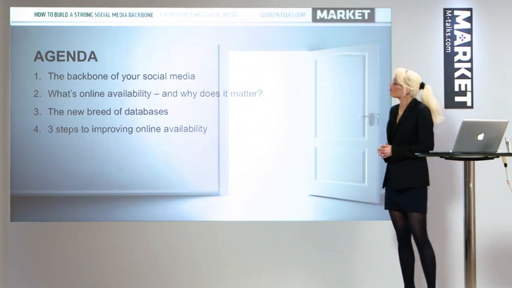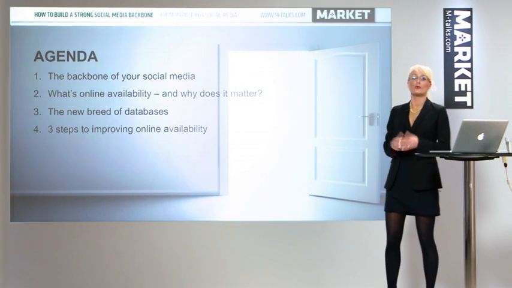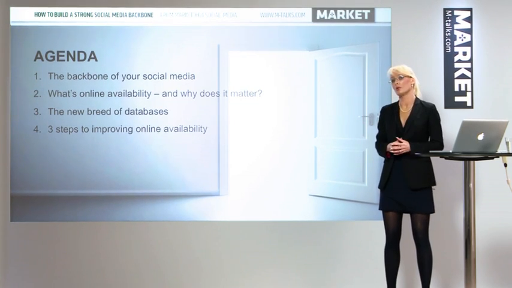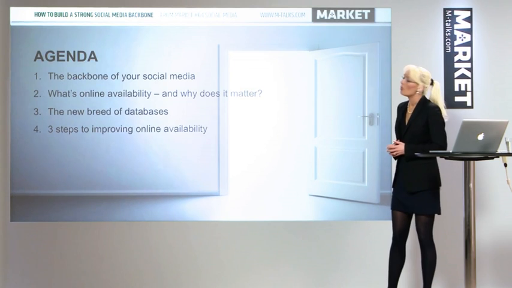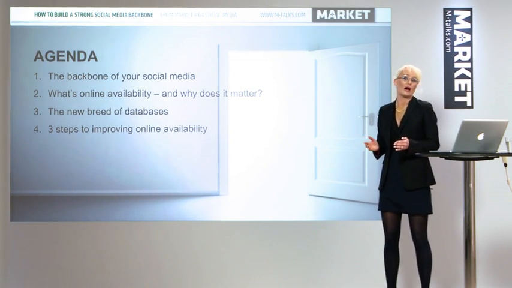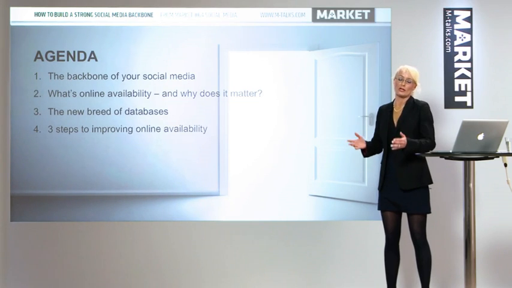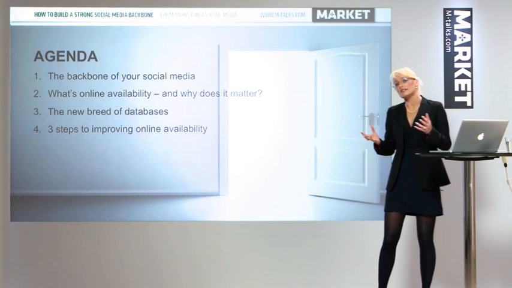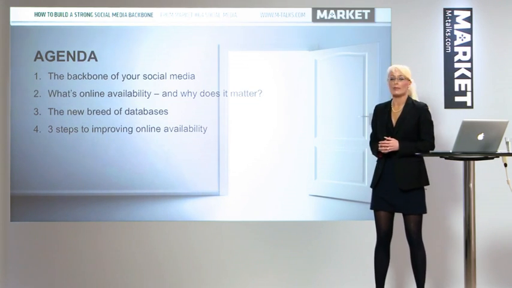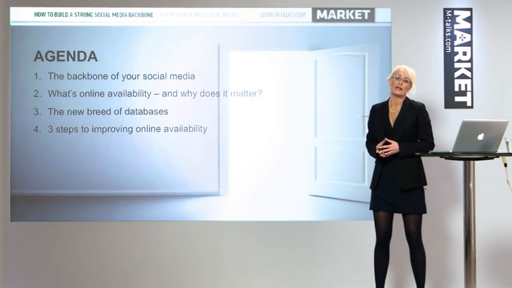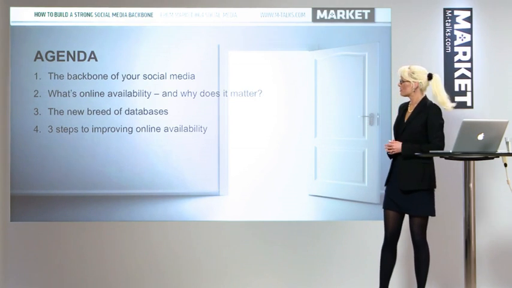My agenda in this talk is actually 4 points. First of all, what do I mean when I say a backbone of social media? What kind of technical components are part of this? When we talk about online availability, what do we actually mean? And how does it matter in terms of your online services and what you offer your clients? The fourth point is turning back and going back to the backbone of your social media, presenting sort of a new breed of databases. How can they help you getting better online availability on your services?